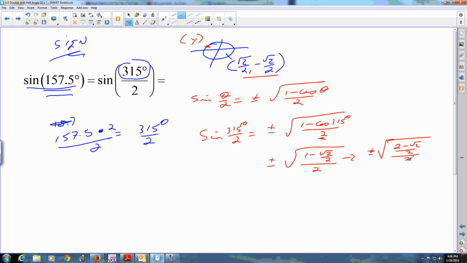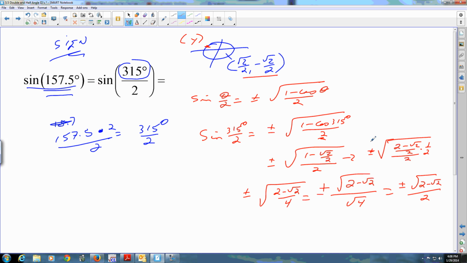It's all inside the root. You're dividing by 2, so multiply by half, and you get plus or minus 2 minus square root of 2 over 4. Again, no, you could not have reduced this. Split the square root into 2 pieces: 2 minus the square root of 2 all over the square root of 4. So then that's plus or minus square root of 2 minus the square root of 2 all over 2.